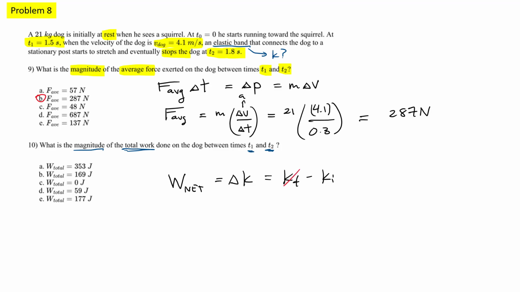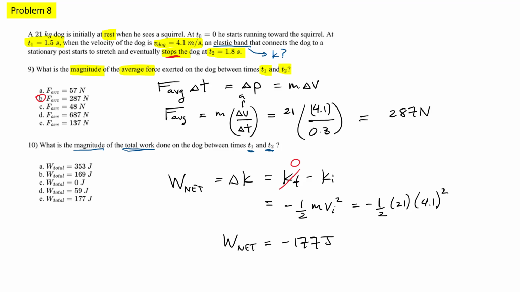K final in our problem is 0 because the dog stops right here at 1.8 seconds. So now all we need to do really is calculate what is this initial kinetic energy of the dog. This becomes minus 1/2 m v_i squared. The mass of the dog, 21 kg. That initial velocity is 4.1 squared. So I get that the net work acting on the dog is minus 177 joules. Again, they're simply asking me for the magnitude of that value. So you could just drop that negative sign right here. And that is what you're looking for. Again, choice E is the correct answer for this problem.